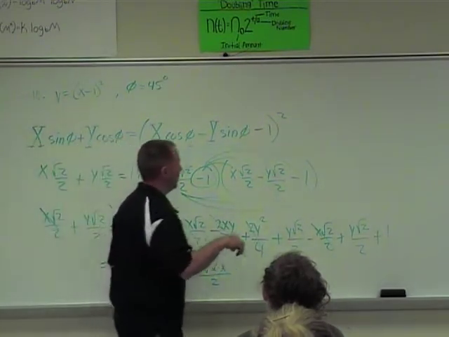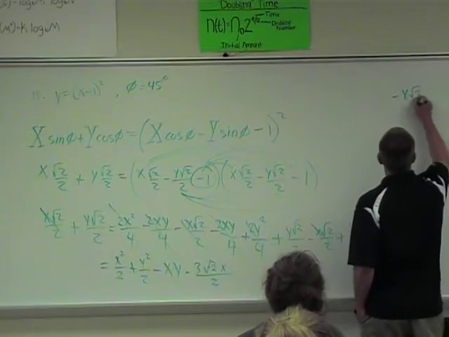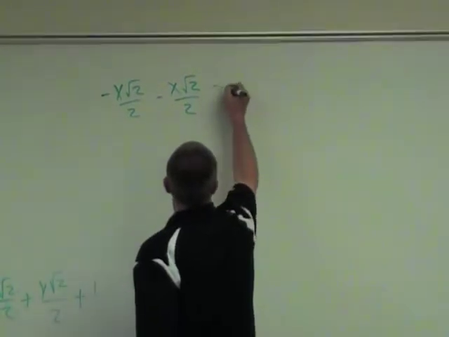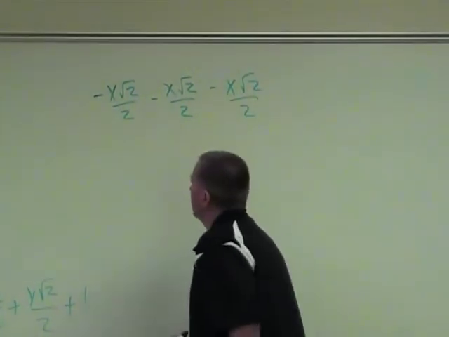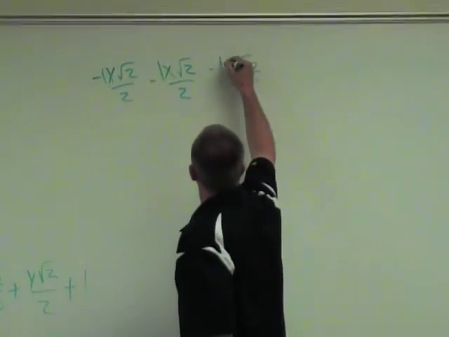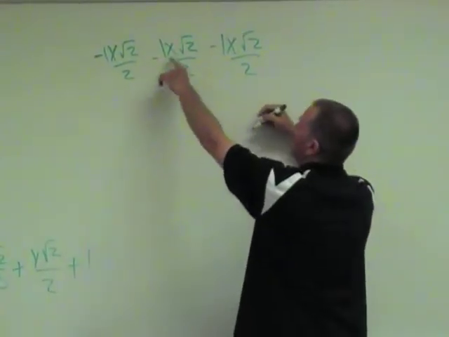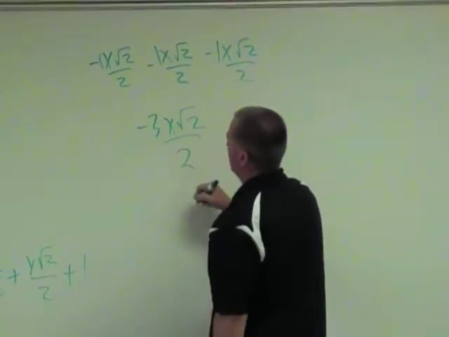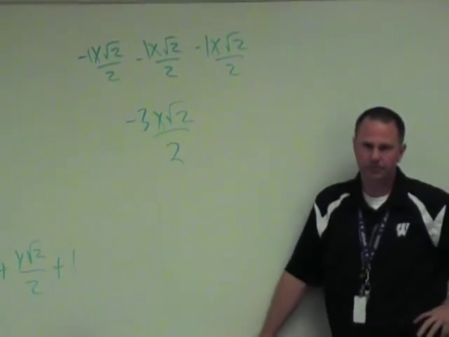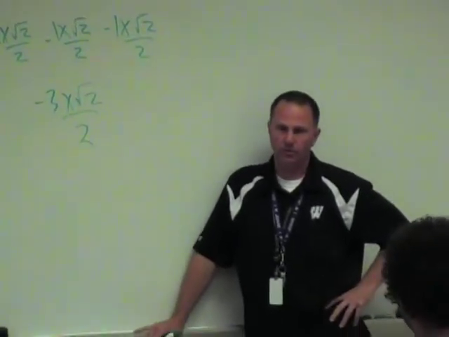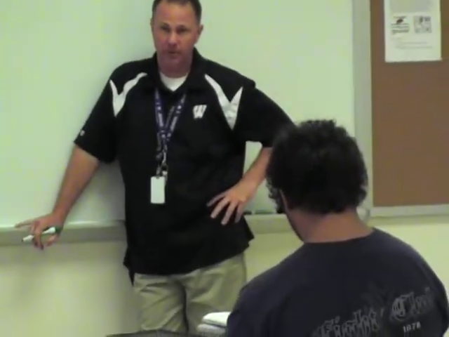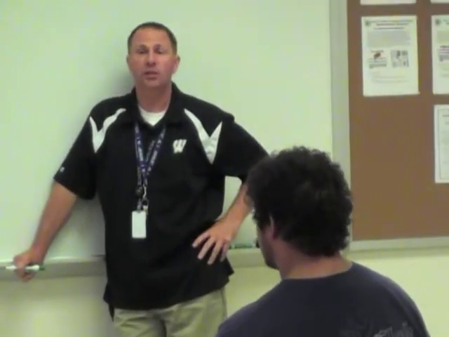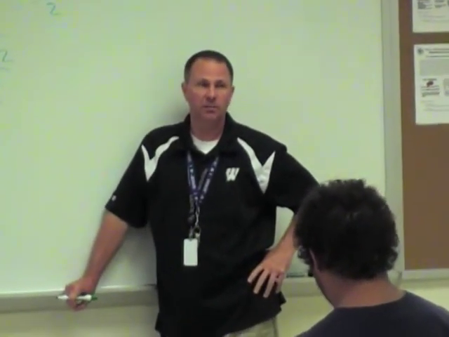Okay, so I'm going to subtract the x radical 2 from the left. I have another minus x radical 2 and another one. So how many of those do I have? -1 minus 1 is -2, minus 1 is -3. -3x radical 2 over 2. I just put the x on behind it. Your radicals have to be the same, otherwise you can't put them together. And your variables have to be the same. So all I did was take the coefficients and add them together.